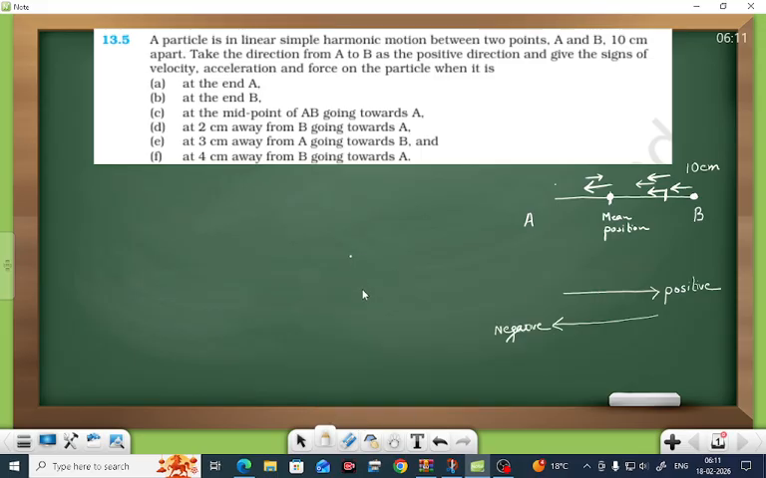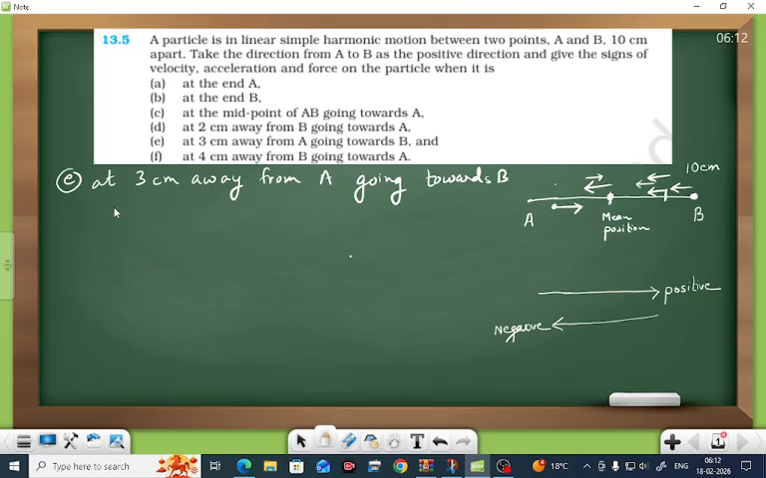Now let us find question number E and F. Here you see, I already told you that it is from A to B, it is positive, and here it is negative. And this is the particle at the point A. Now question number E. What is E given? At 3 cm away from A, going towards B, right? 3 cm away from A means here and going towards B. This particle is going towards B, right?